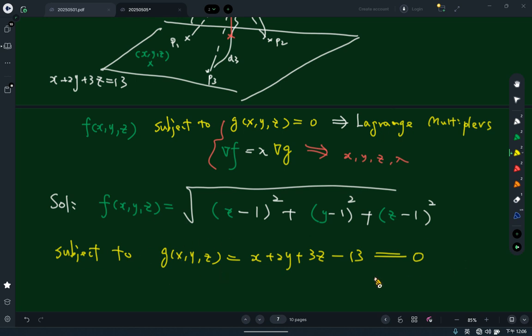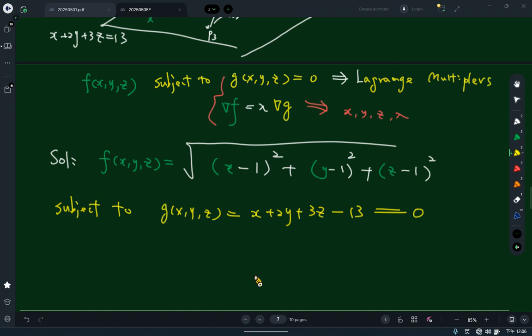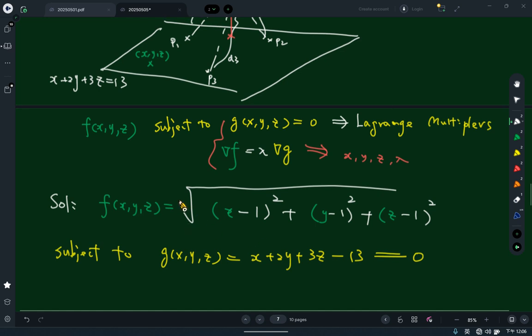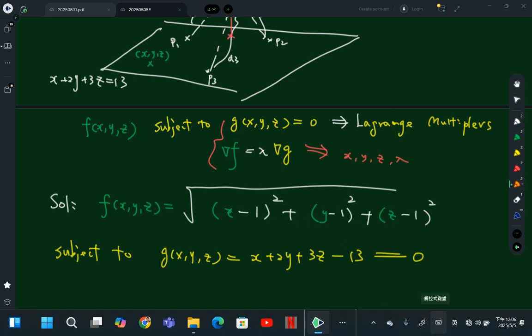So right now we have the target function. We also have the constraint here. Then try to get its gradient. But you can see the target function defined as the square root of blah blah blah is hard to calculate. So normally we will just remove this square root. That will not affect our final result, right? But if we keep the square root, it's hard for us to get the gradient vector.